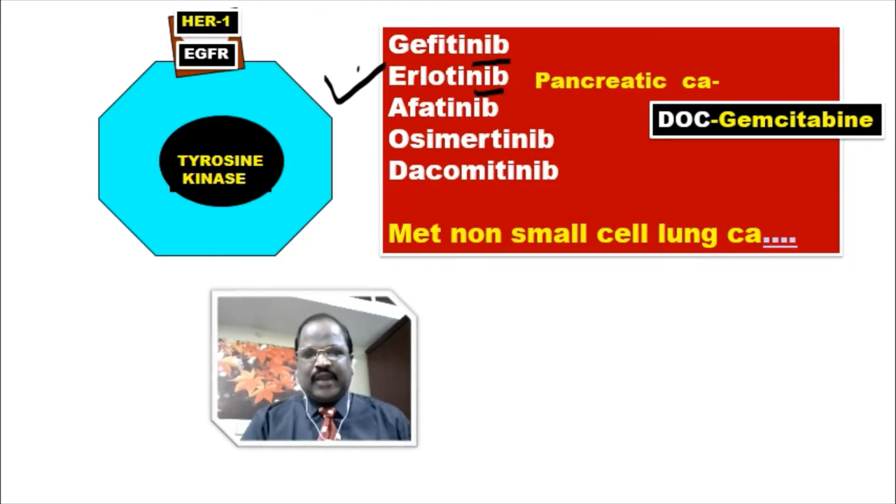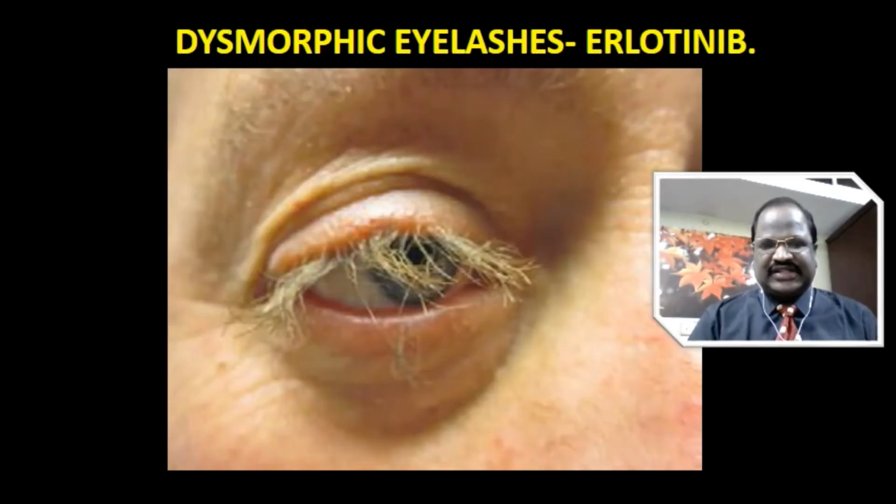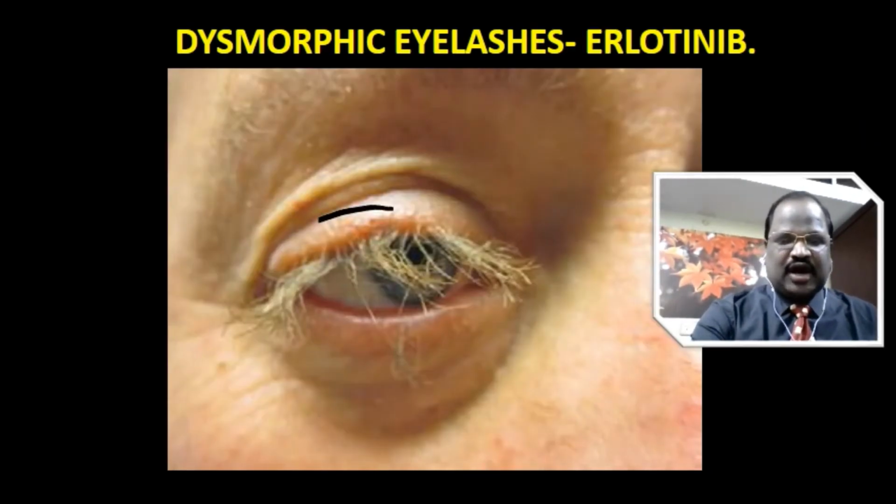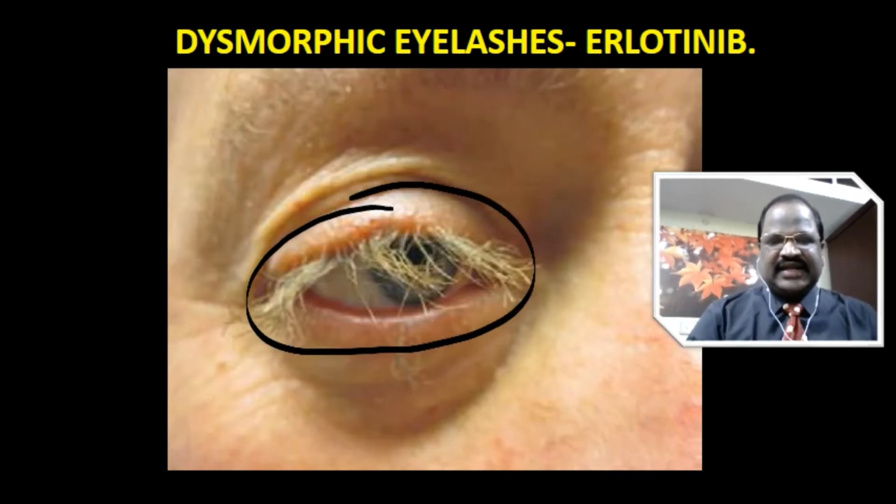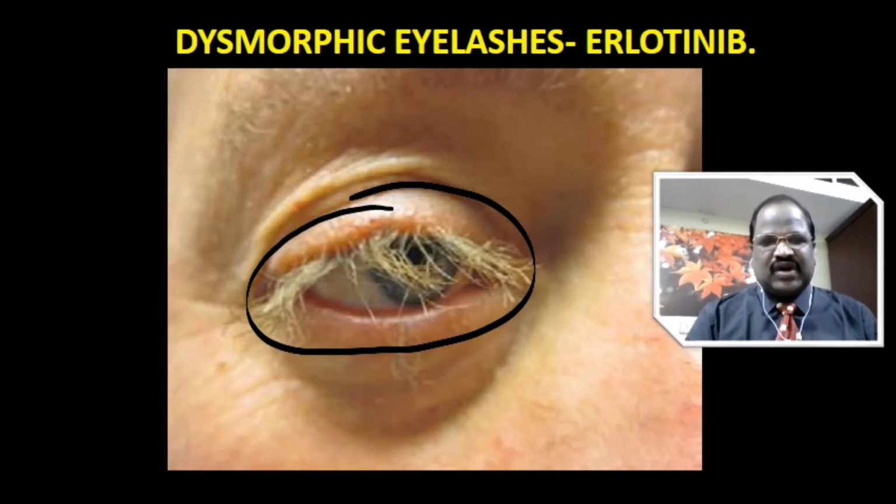Again, one more question. The erlotinib causes problems in the eyelashes. Look at the eyelashes. There is an abnormality in the eyelashes. The color and the texture get altered. It is called dysmorphic eyelashes. There is one thing called image based question for your NEET paper. If they put this image and ask, this is a photograph of a problem caused by one anti-cancer drug, find out the drug, then think of erlotinib. So question, erlotinib causes dysmorphic eyelashes.